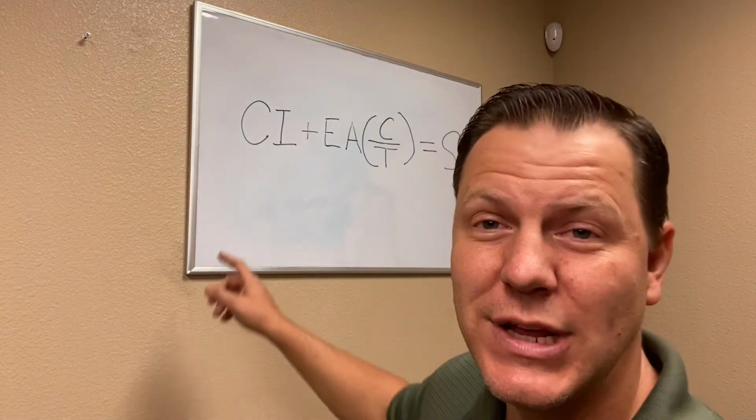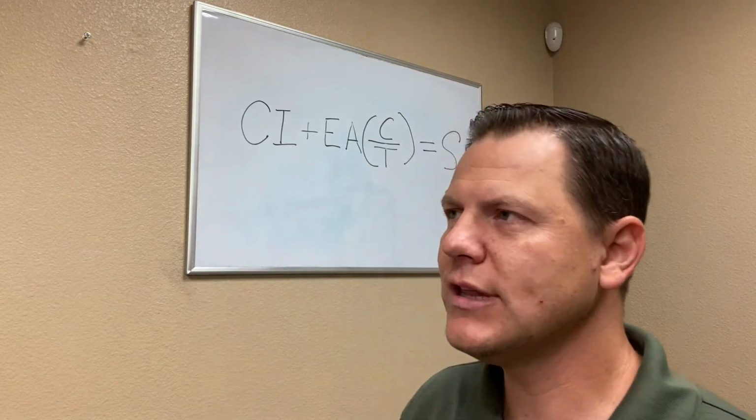So the success formula is as follows. First, you need the correct information. So where do you get the correct information?